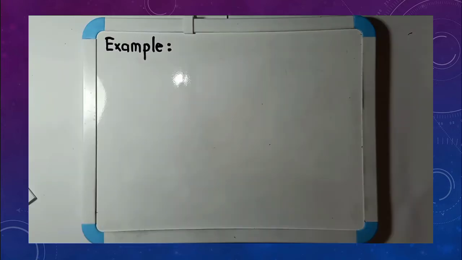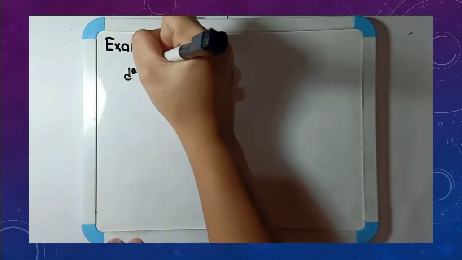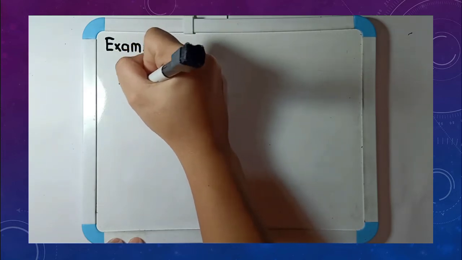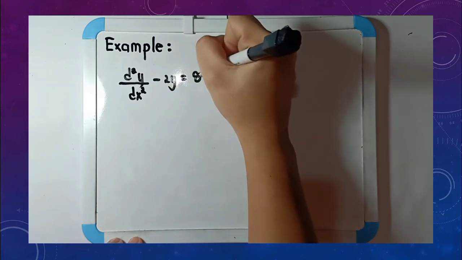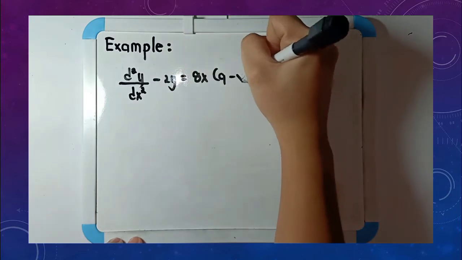So now we have here an example of shooting method. And in this, we'll be going to take a second order differential equation, but it's a boundary value problem. And in this, we will try to figure out how we can use the shooting method to be able to solve this particular problem. So for example, we have here d squared y over dx squared minus 2y is equal to 8x times 9 minus x.